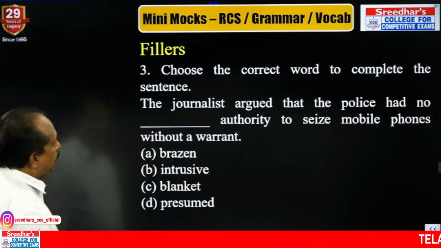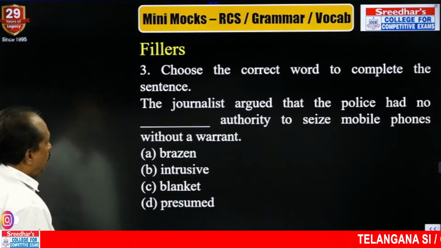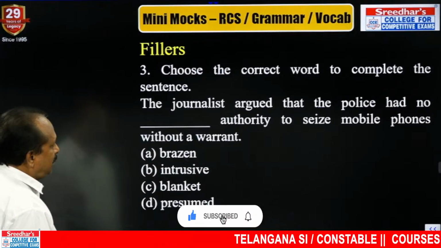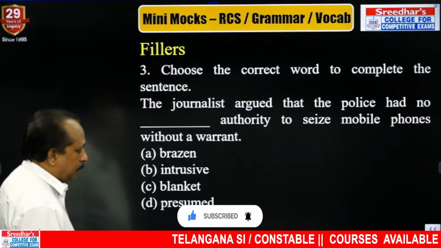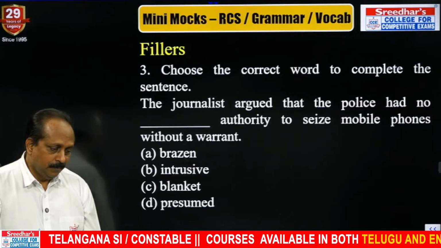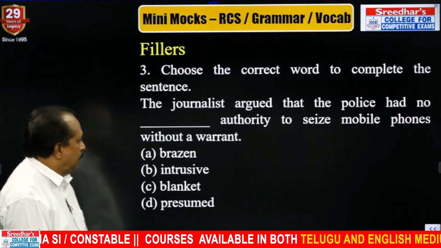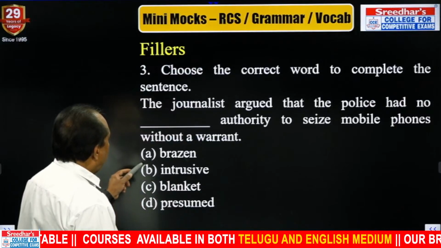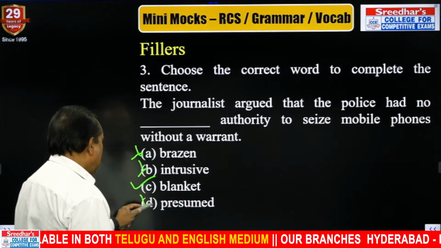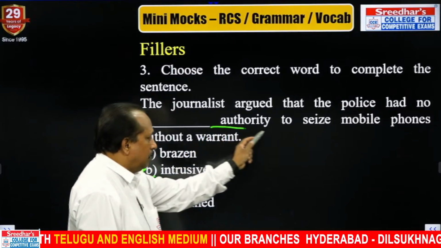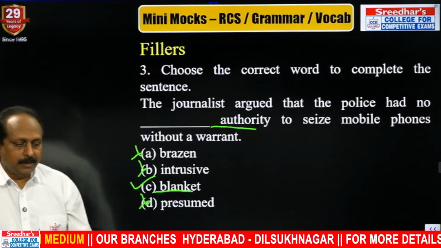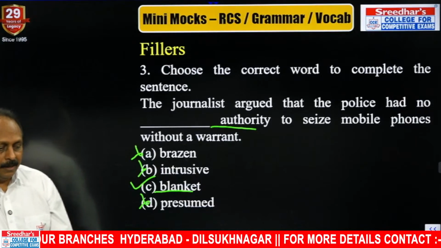Fillers, choose the correct word to complete the sentence. The journalist argued that the police had no blank authority to seize mobile phones without a warrant. So what is the word we have to use to fill the blank? This is easy. Brazen authority, we don't say. Intrusive authority, we don't say. Blanket authority. We got this yesterday. Blanket authority means what? Complete authority. The right word here, blanket.